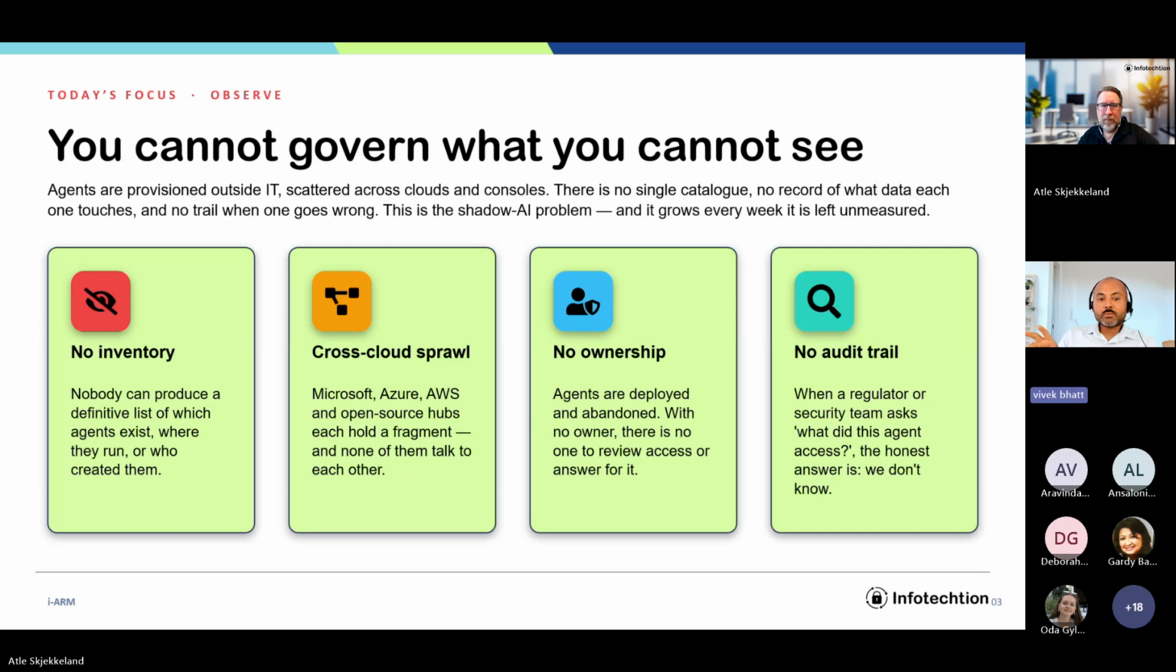So everything else we will discuss today depends on closing this gap first, and hence our focus is on observe. We don't want to spend the limited time we have with you today telling the whole story, but observing, getting an inventory, getting an ownership, getting a control on what exists within the organization is really a precondition, and hence our focus on that today. Next slide, please.